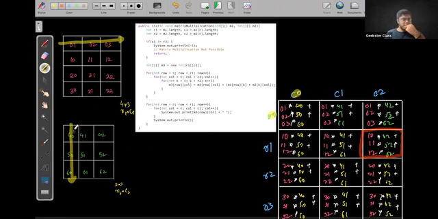R2 comma C2. What will be R1, what will be C2? R1 will be the first matrix's, and C2 is the second's. Yes. Initially, the resultant matrix of 3 will be storing 0. Matrix of 3 of 1 comma 2 will be storing 0 initially. All the cells initially, the default value of integers are 0.